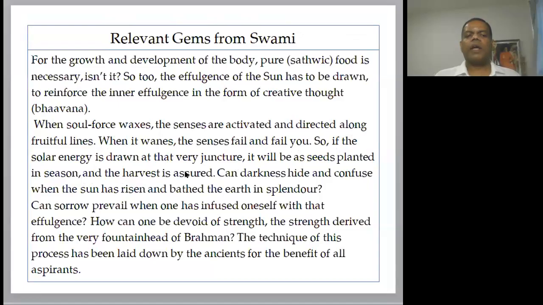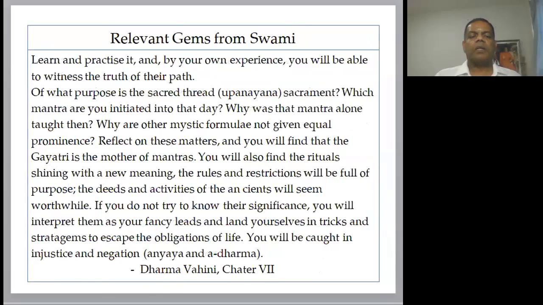So if the solar energy is drawn at that very juncture, it will be as seeds planted in season and the harvest is assured. Can darkness hide and confuse when the sun has risen and bathed earth in splendor? Can sorrow prevail when one has infused oneself with that effulgence? How can one be devoid of strength? The strength derived from the very fountainhead of Brahman. The technique of this process has been laid down by the ancients for the benefit of all aspirants. Learn and practice it. And by your own experience, you will be able to witness the truth of their path.